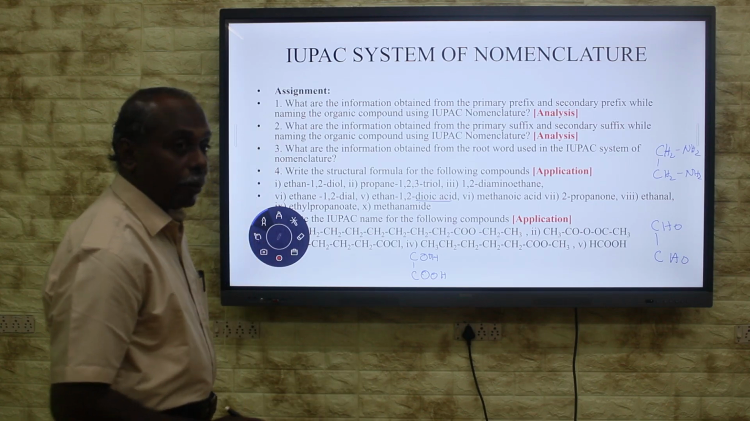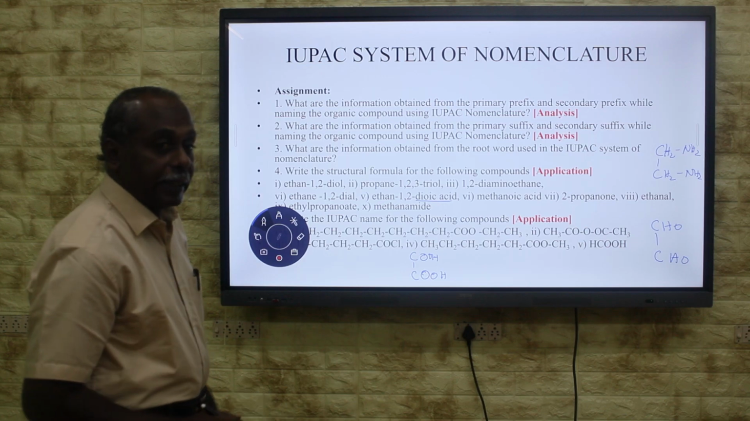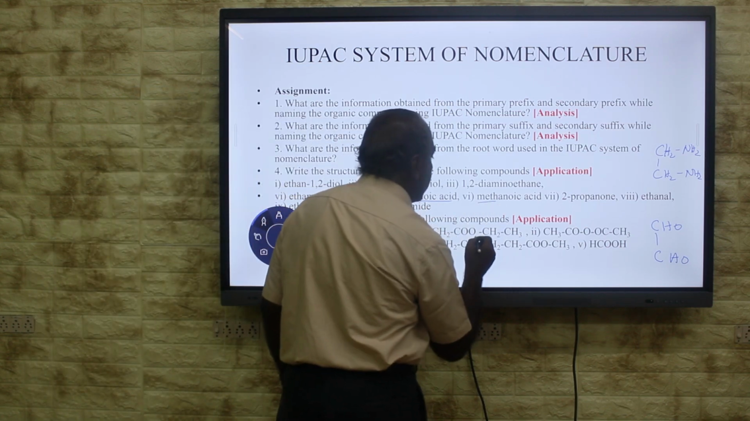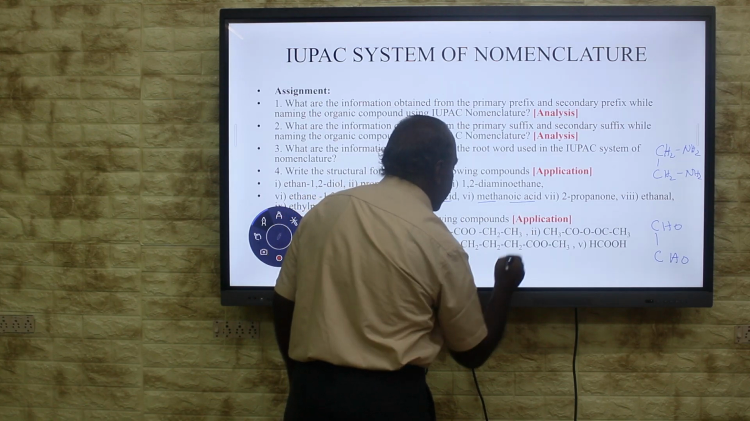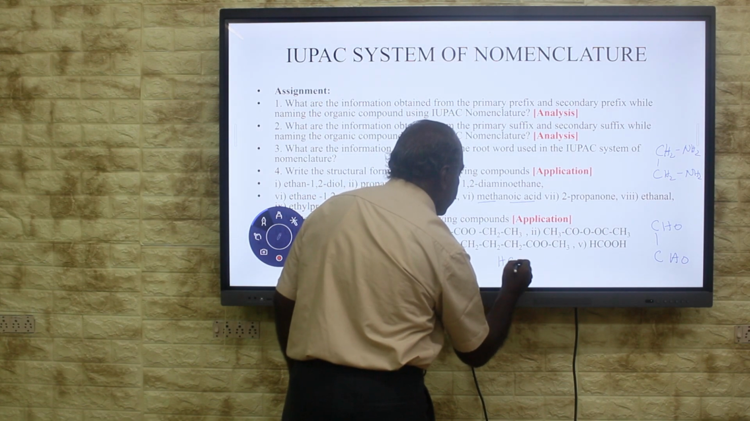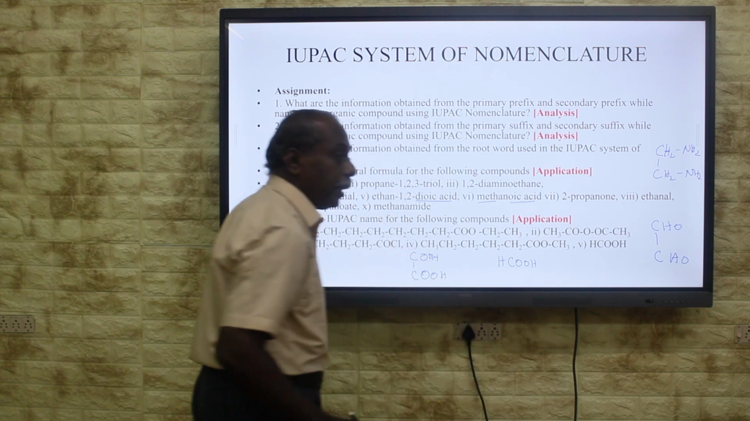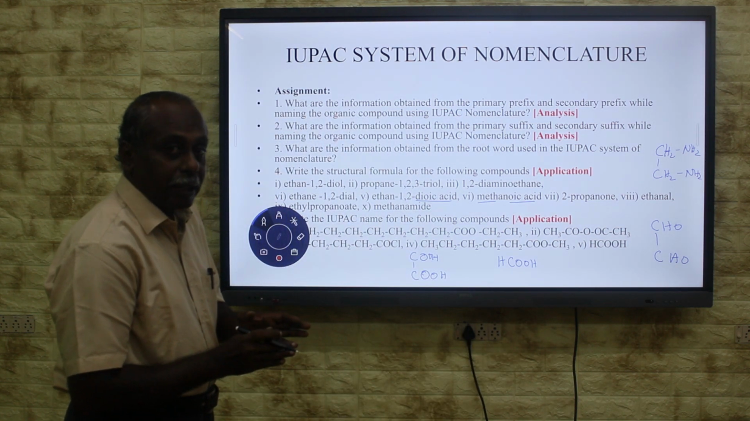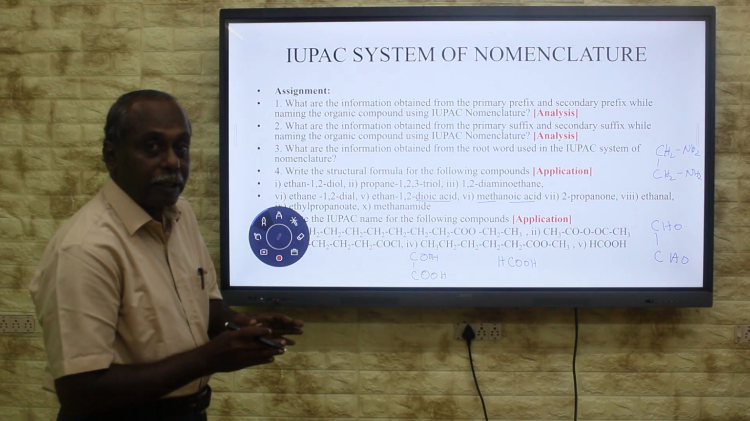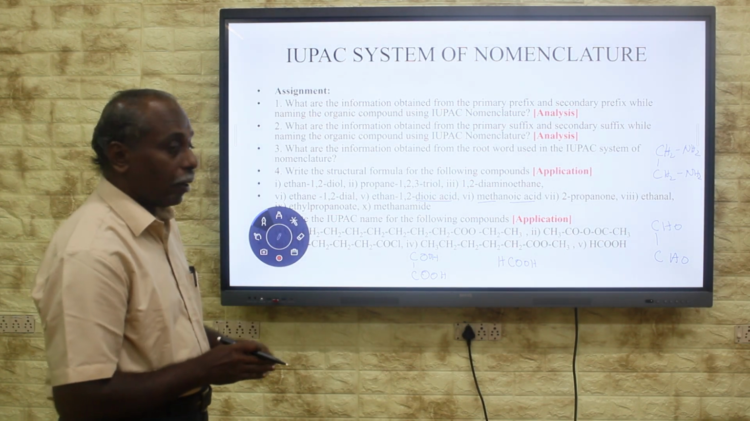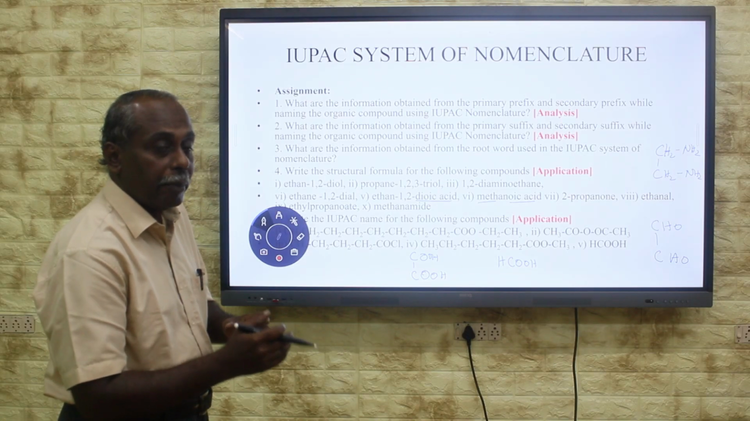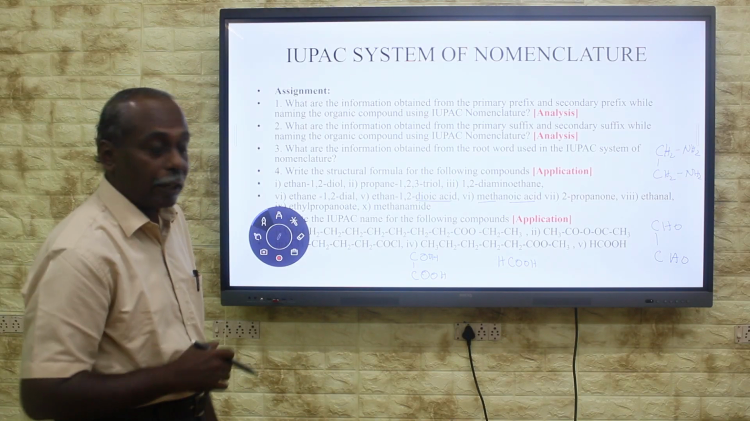In that manner we are going to write methanoic acid. It is a 1 carbon acid. Meth, 1 carbon. OIC acid, 1 carbon acid: HCOOH. Therefore, you should know the basic concept. Without knowing the basic concept, you can't write the structural formula, and converting one form of name into another is difficult.